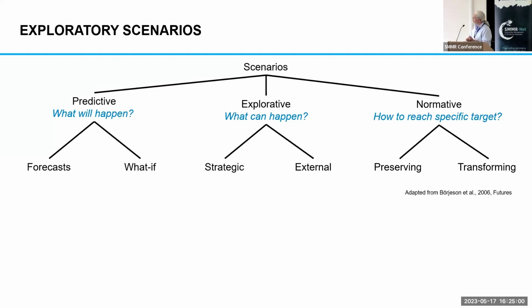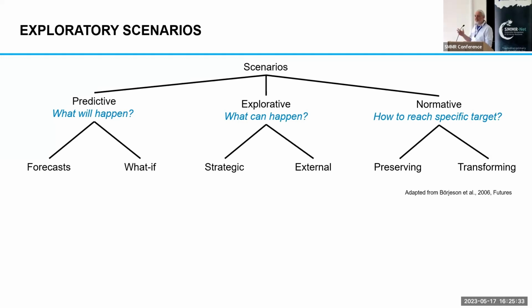So there's a bit of background. I really want to get started from a typology from a bit over 15 years ago by Borgesson et al., which split scenarios into three main categories: predictive, explorative, and normative. And they associated with each one of them a key question. So predictive scenarios seek to address the question of what will happen, whereas exploratory scenarios look more at what can happen. And the third type, the normative scenario, looks at how to reach a specific target.